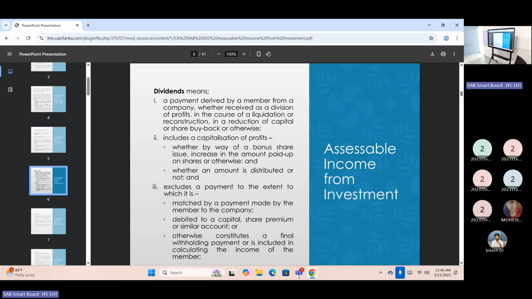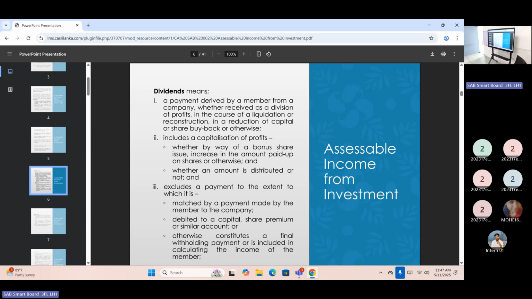Bonus shares. So that is capitalization of reserve. Bonus shares issue.